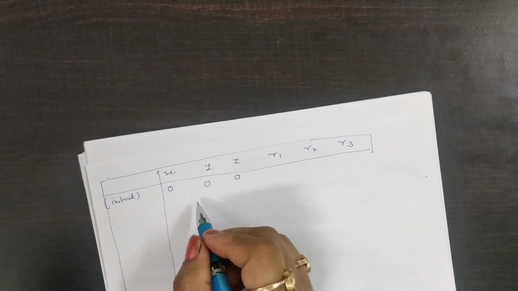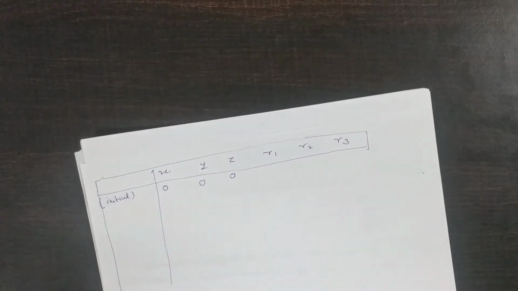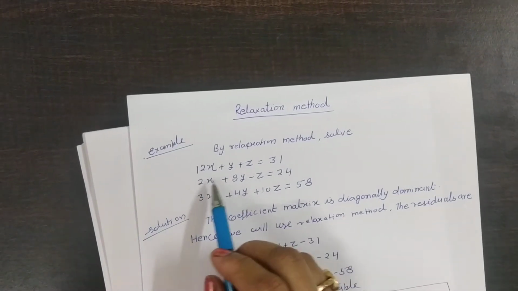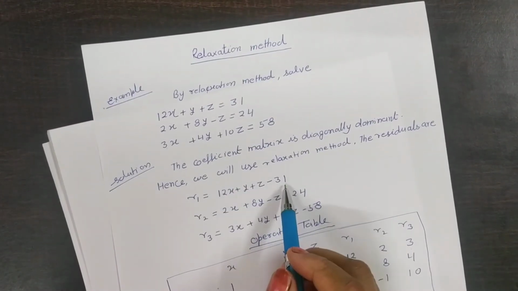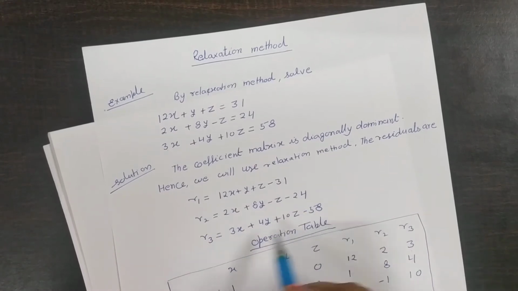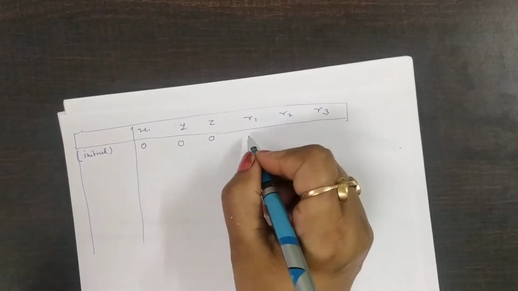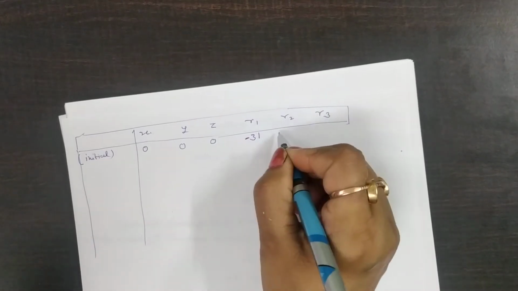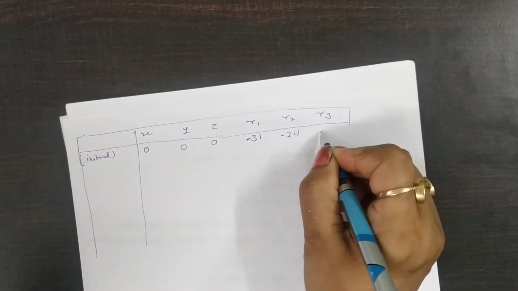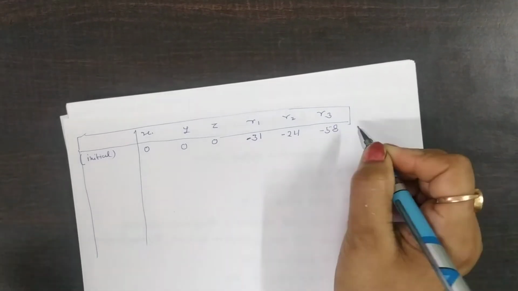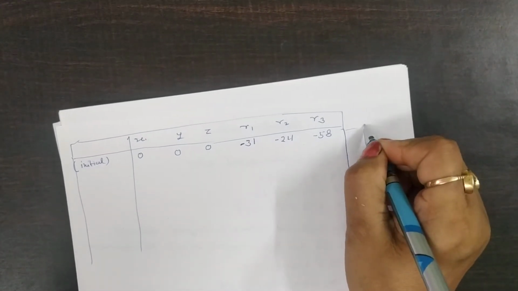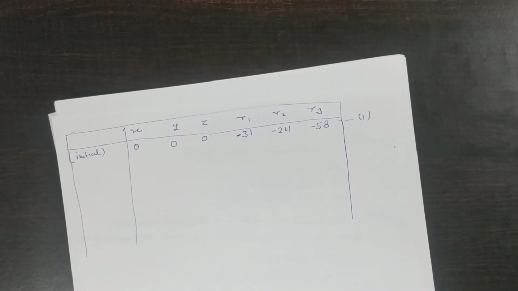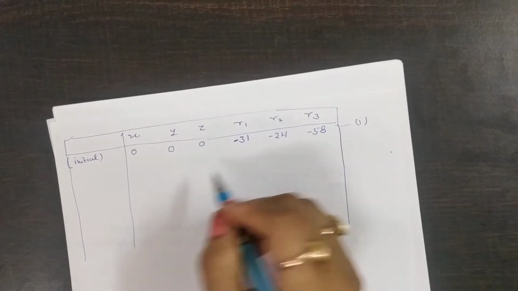Now, when x is 0, y is 0, and z is 0, from these equations R1 is minus 31, R2 is minus 24, and R3 is minus 58. Clear? So this can be written as minus 31, minus 24, and minus 58. To make this process clear, let us define this as line 1.